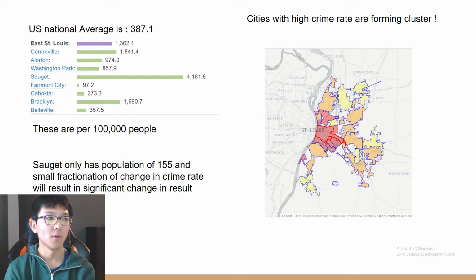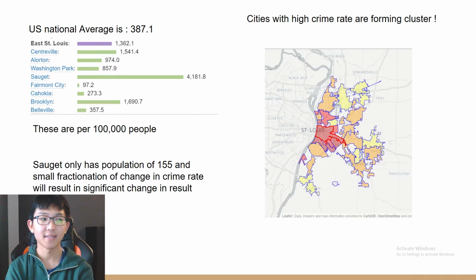Moving on to the next slide, you'll be able to see the crime rate comparison of East St. Louis with other states plus the US national average crime rate. From here, you might notice that East St. Louis has around 3.5 times higher crime rate than the US national average. While you look carefully at the diagram on this slide, you might find out that something funny must have been going on with the city of Sauget, but this is not the case.